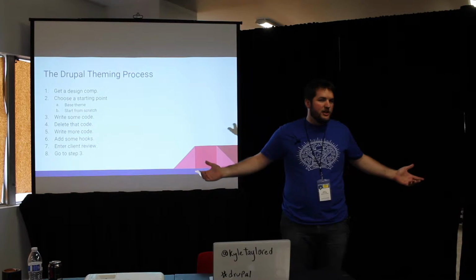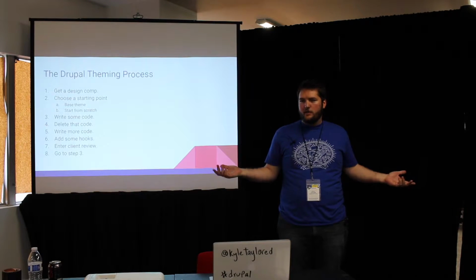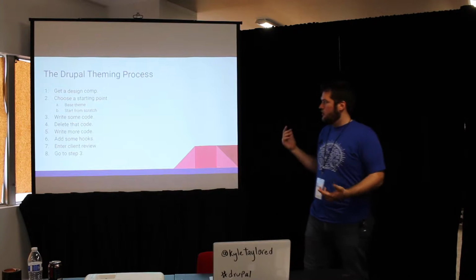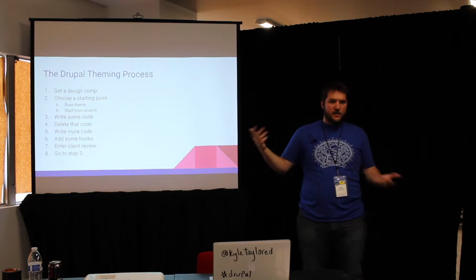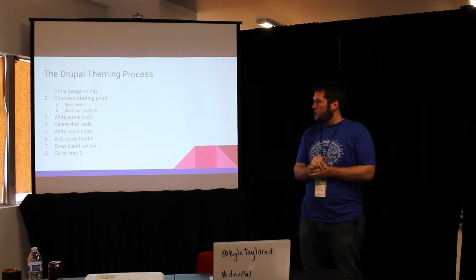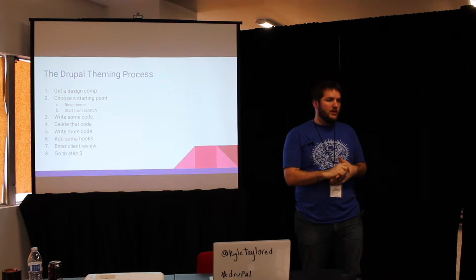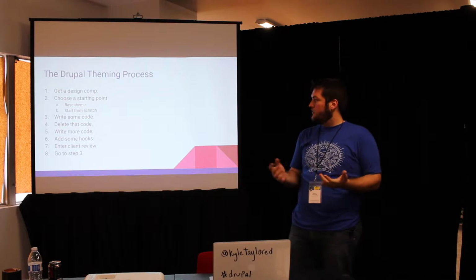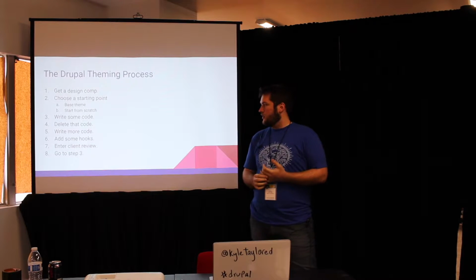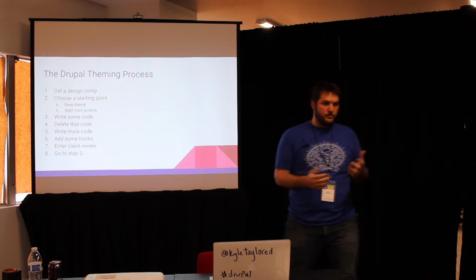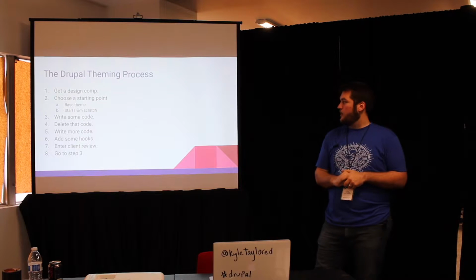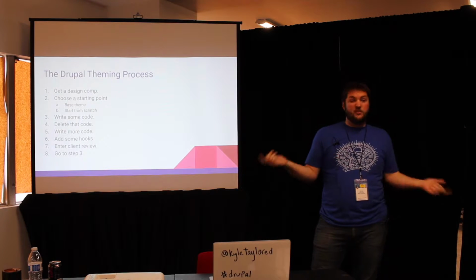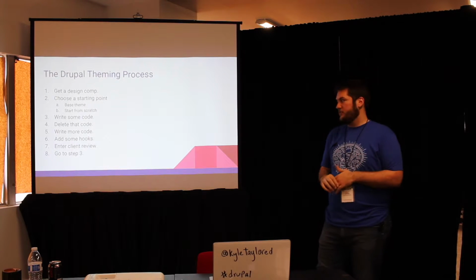So just kind of like a generic Drupal theming process, right? How do we create a Drupal theme? You get a comp from your client, your designer, your whoever, and then you pick a starting point. A starting point can be a base theme. It can be starting from scratch. It can be any number of things, but really, these are your two most common approaches when you start a theme. You can also take a previous theme you built for another client, edit it, start doing some other stuff.